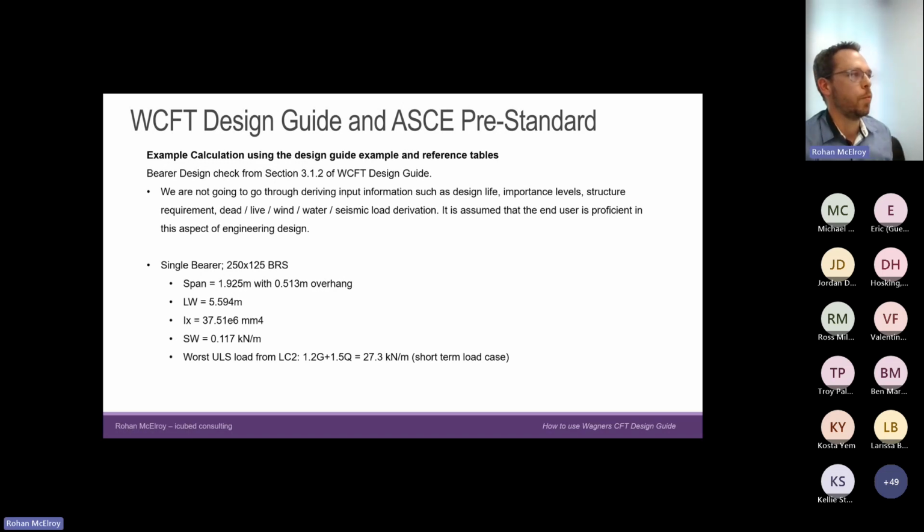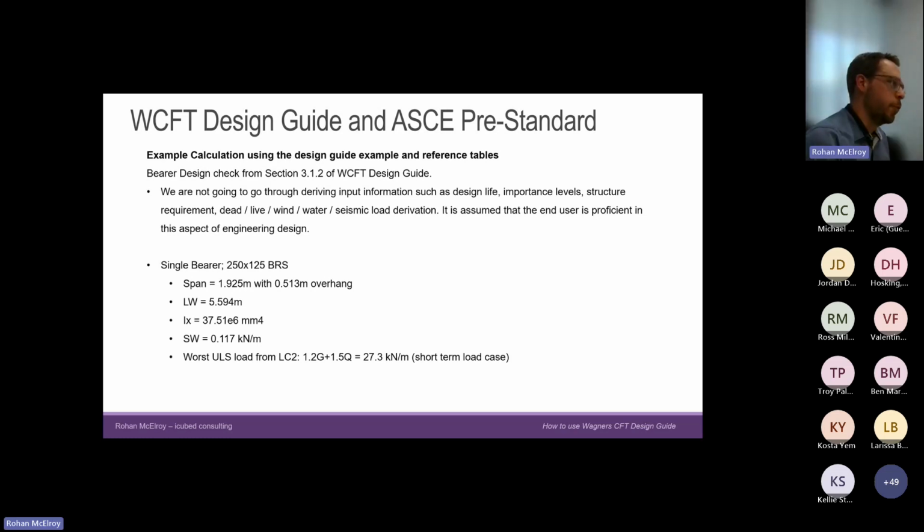So just working through a brief bearer design that is also shown in the design guide. I'm not going to go into detail about how we derive design life, importance levels, or even the load itself. I'm just going to show you indicatively how to utilize the moment you're designing for when comparing that to a bending moment capacity derived from the manual.